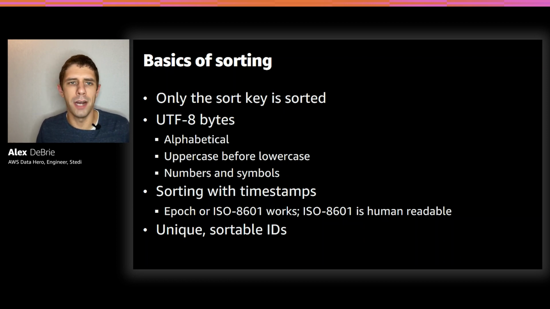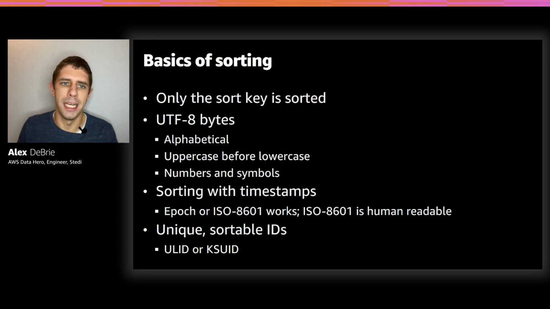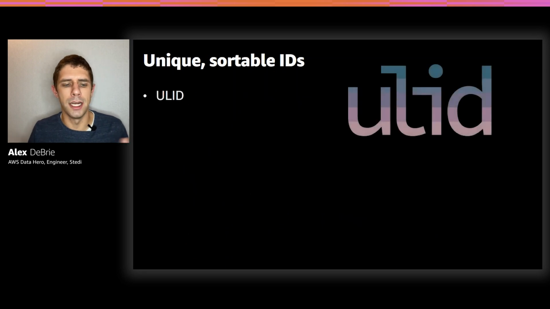So when you're creating new items, you need a unique identifier. People often reach for UUIDs, and they're great. But the problem with UUIDs is they're not sortable in any way. So it'd be great if you can have an ID that's both unique but also sortable by creation date. And there are a couple different implementations of this out there. So you can use either a ULID or a KSUID.